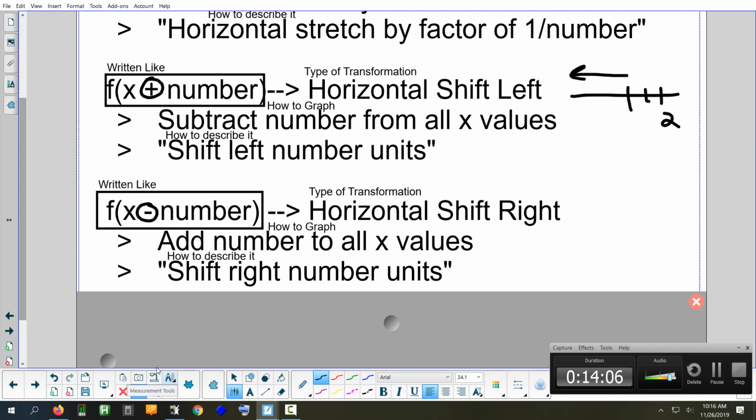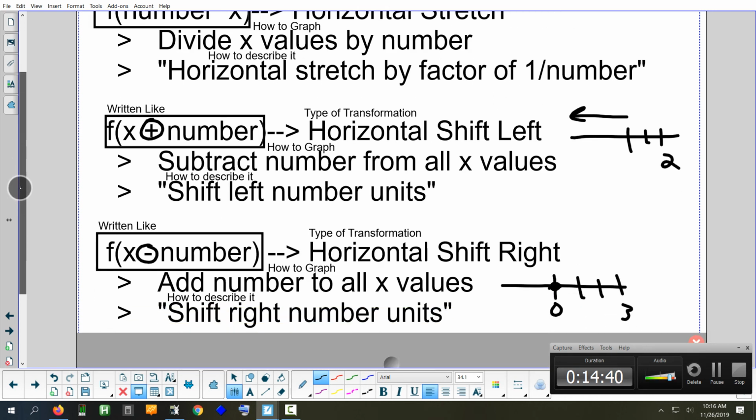So, on a number line, if you want to move to the right, what happens to numbers on a number line as you move to the right? Yeah, they get bigger. So if you were here and you said to me, move to the right 2 units, 1 to 2, I would have to add to 0. Right? I would have to add to move to the right.